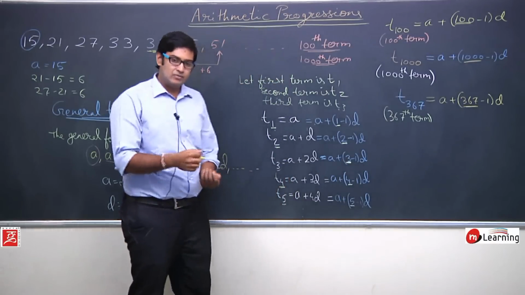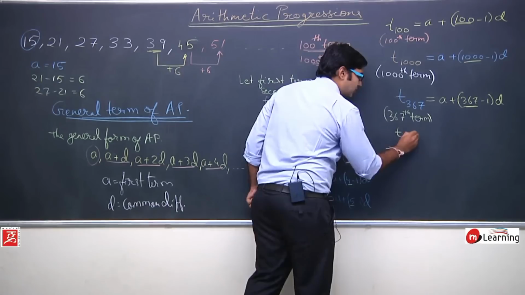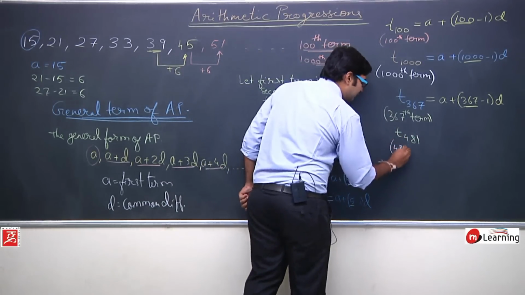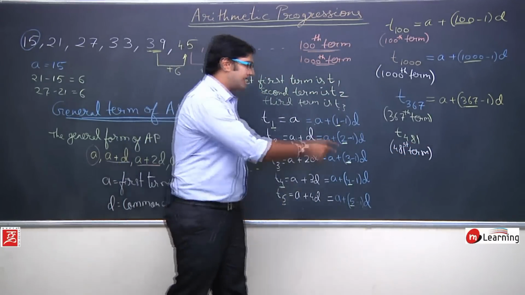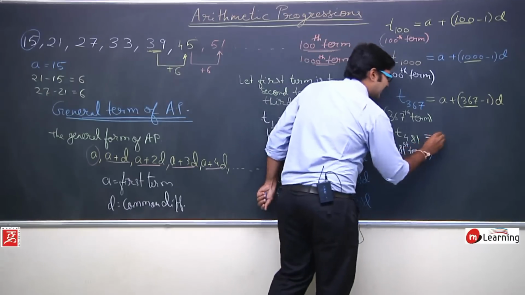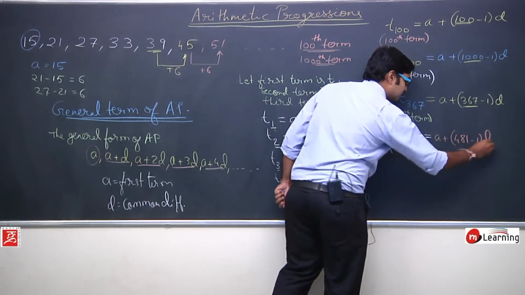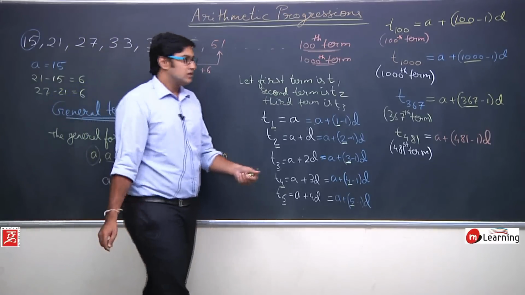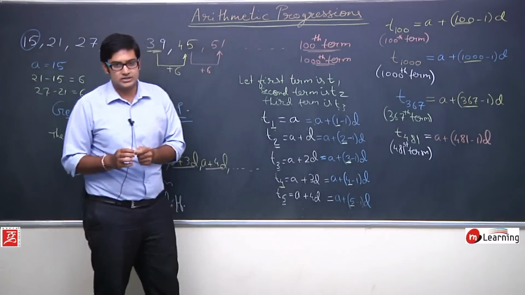Okay, let us take one more example. If I ask you what is T481, T481 represents the 481st term of the series. So the 481st term will be equal to A plus (481 minus 1) D. Okay, 481 minus 1 D. It means using this observation I can determine any term of an arithmetic progression.